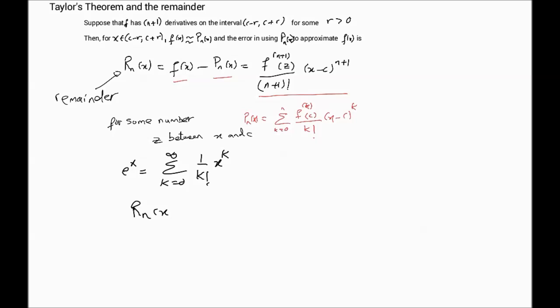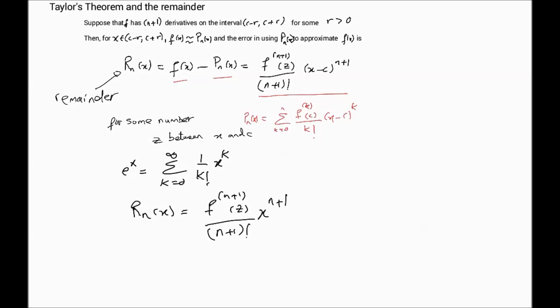of x in this case would be clearly the n plus 1th derivative. Okay, so I'm just going to write it again for you. The n plus 1th derivative at z divided by n plus 1 factorial, times x minus 0, of course. So it's just going to be x to the n plus 1, because c is 0.